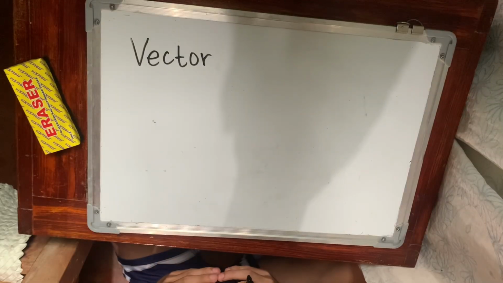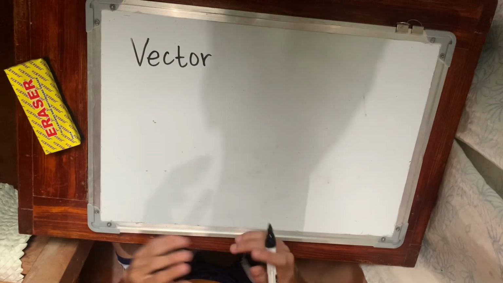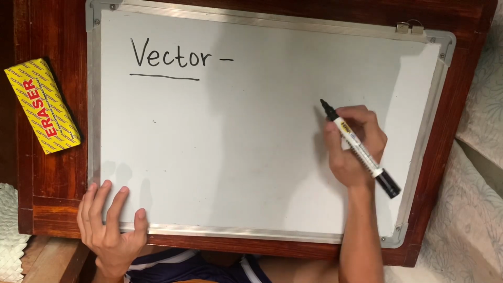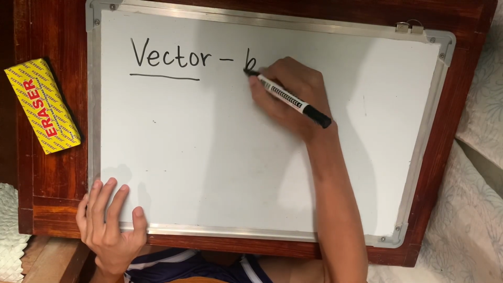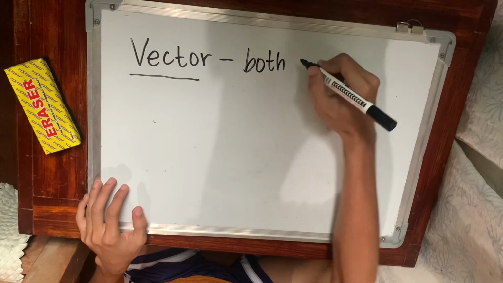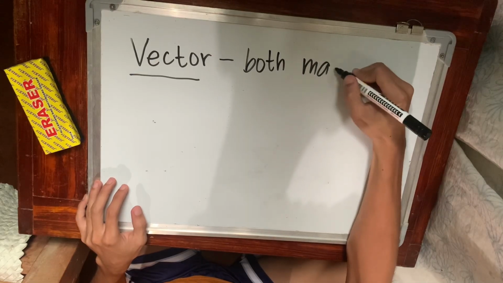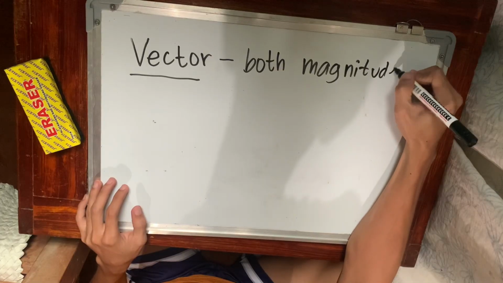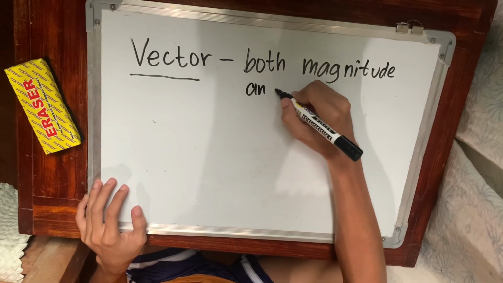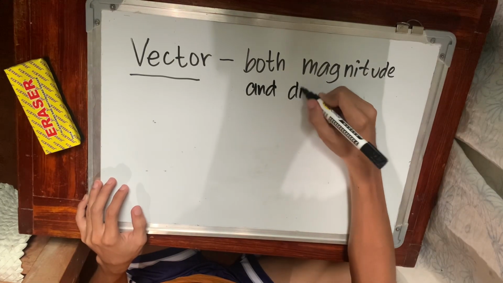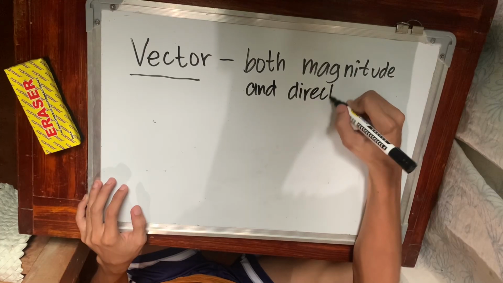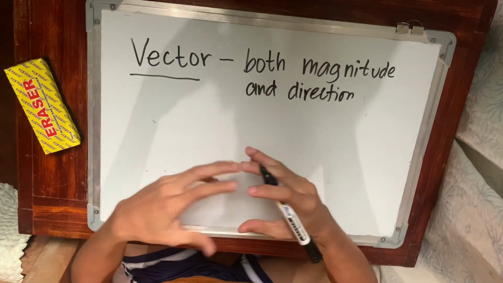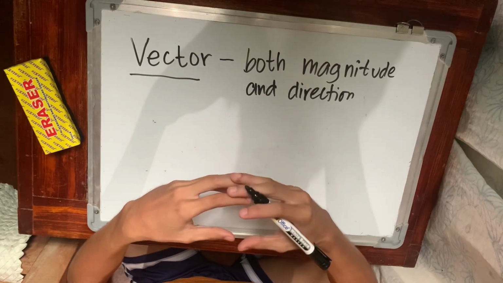But before anything else, let's define what a vector is. A vector is a quantity that has both magnitude and direction. Magnitude describes how long or how big your vector is.